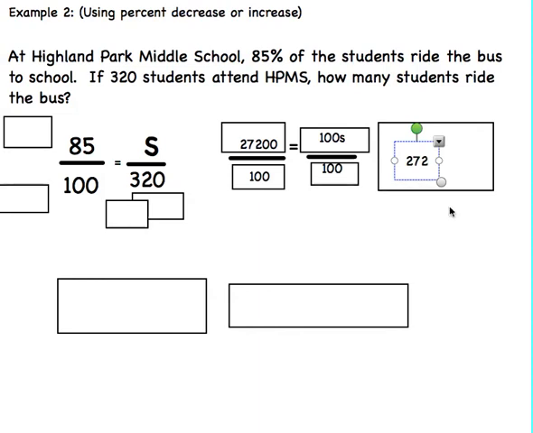Let's check for reasonableness. 85% is not quite all of it, but it's more than 3/4. 3/4 of this would be 240, so we know this is reasonable. So there are 272 students riding the bus at Highland Park.